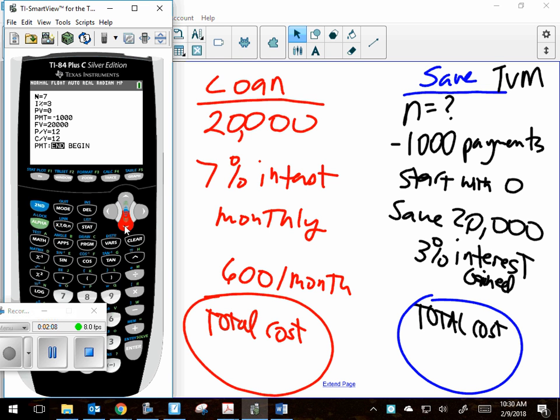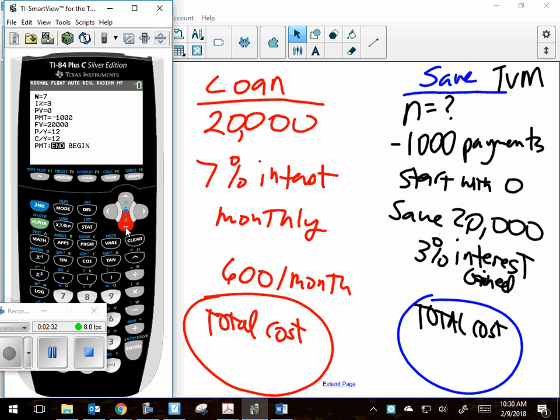Present value, I said start with 0. See that on the right side in the black writing? Start with 0. So present value, 0. Payment, 1,000. Notice that's negative 1,000. Why? Because it's coming out of your normal checking account and going into the savings account for the car. Now, future value, FV, we want that to be 20,000.